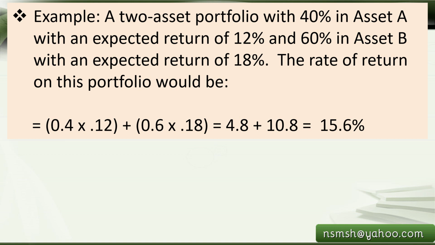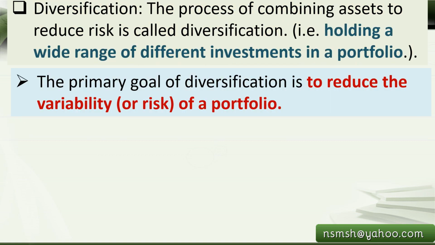The expected return of asset B is also given. The rate of return on this portfolio would be calculated as the weightage of 40% times 12, and the weightage of 60% times 18%, taking them in decimals as 0.4 and 0.6. So we calculate that and get 15.60. So this is the rate of return on this portfolio. That's a simple calculation.